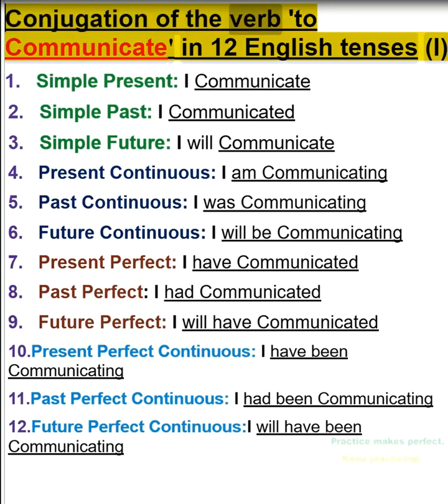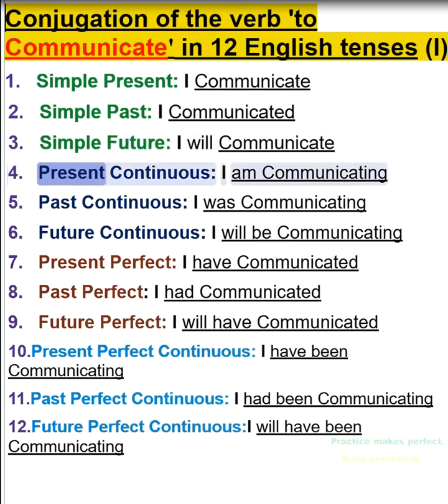Conjugation of the verb to communicate in 12 English tenses. 1. Simple present, I communicate. 2. Simple past, I communicated. 3. Simple future, I will communicate.